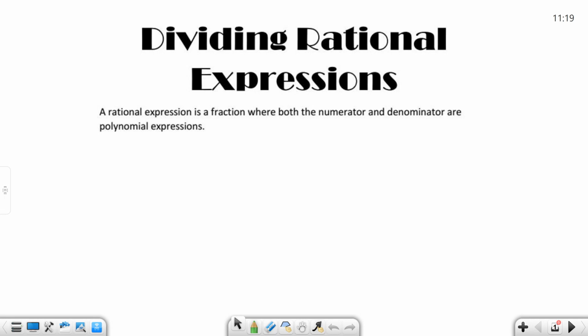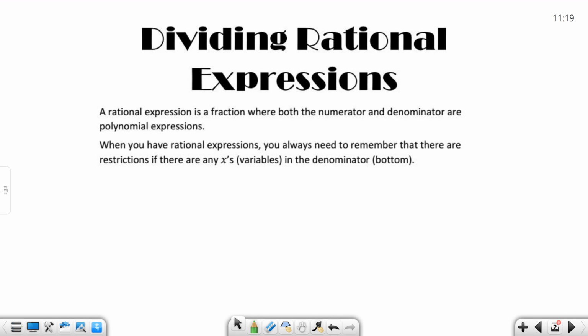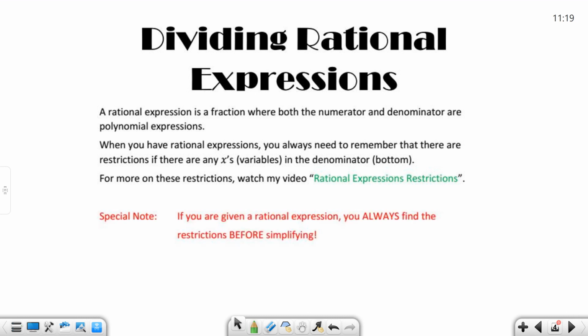Dividing rational expressions. A rational expression is a fraction where both the numerator and denominator are polynomial expressions. When you have rational expressions, you always need to remember that there are restrictions if there are any x's in the denominator, or the bottom. If you want to know more about these restrictions, watch my video, Rational Expressions Restrictions.